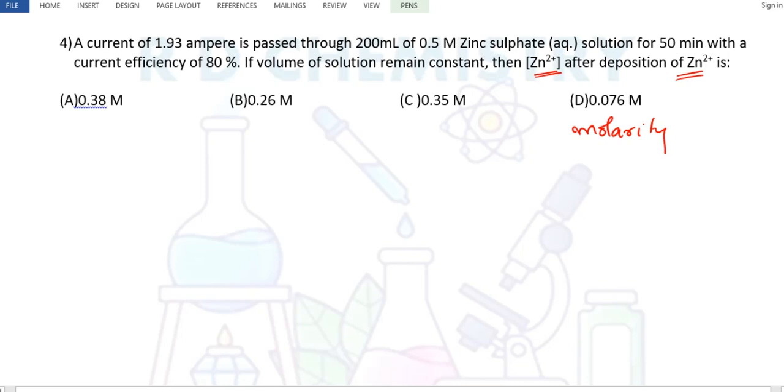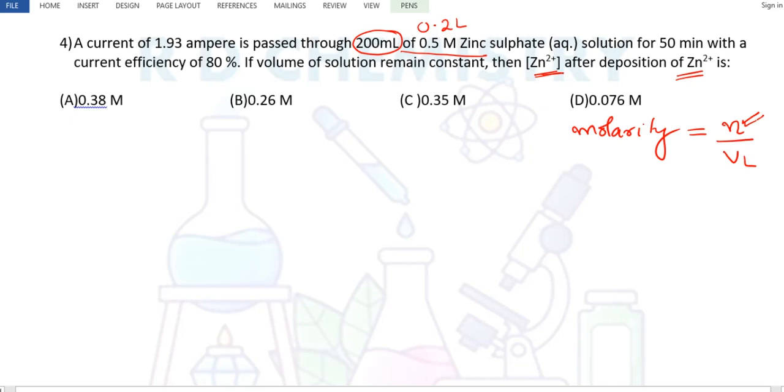How to calculate molarity? Molarity is nothing but the number of moles of zinc divided by the volume in liters. The number of moles you have to calculate. Volume is given here, that is 200 ml, which is equal to 0.2 liter. Now, how to calculate the number of moles? There are some moles in this solution, then calculate how much is deposited, and the remaining is this one.